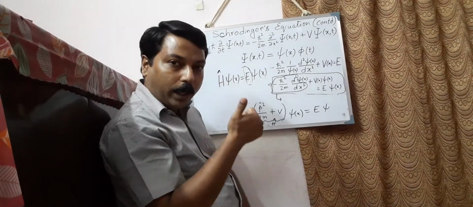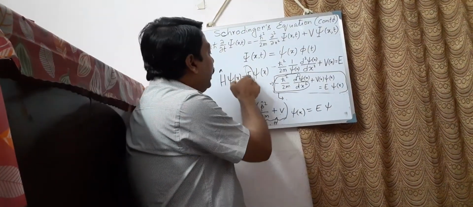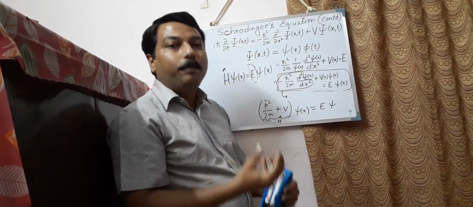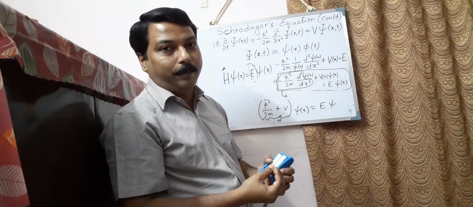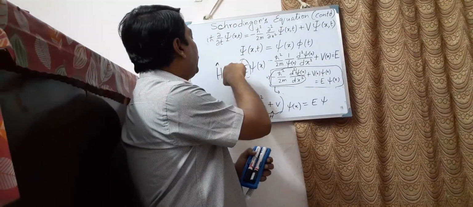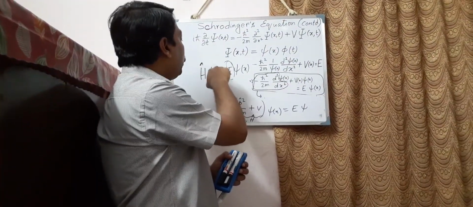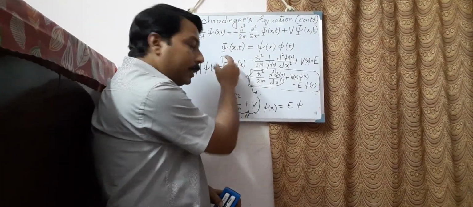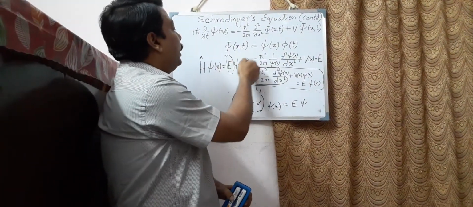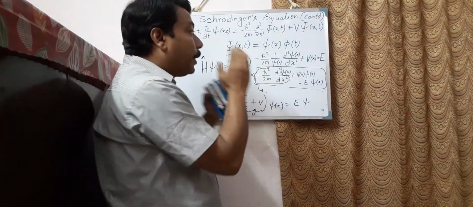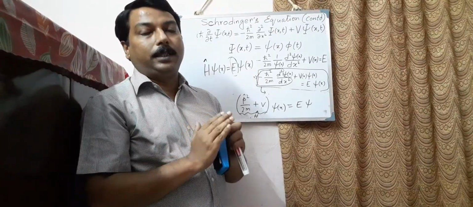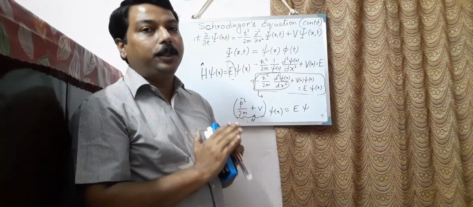H cap is the total energy operator, E is the eigenvalue of the energy operator, so E will essentially represent the energy of the system. So if you allow the H cap or the total energy operator to operate on this wave function, you get the energy value E times psi x. So the separation constant E represents the energy of the system. Physically, it represents the energy of the system.